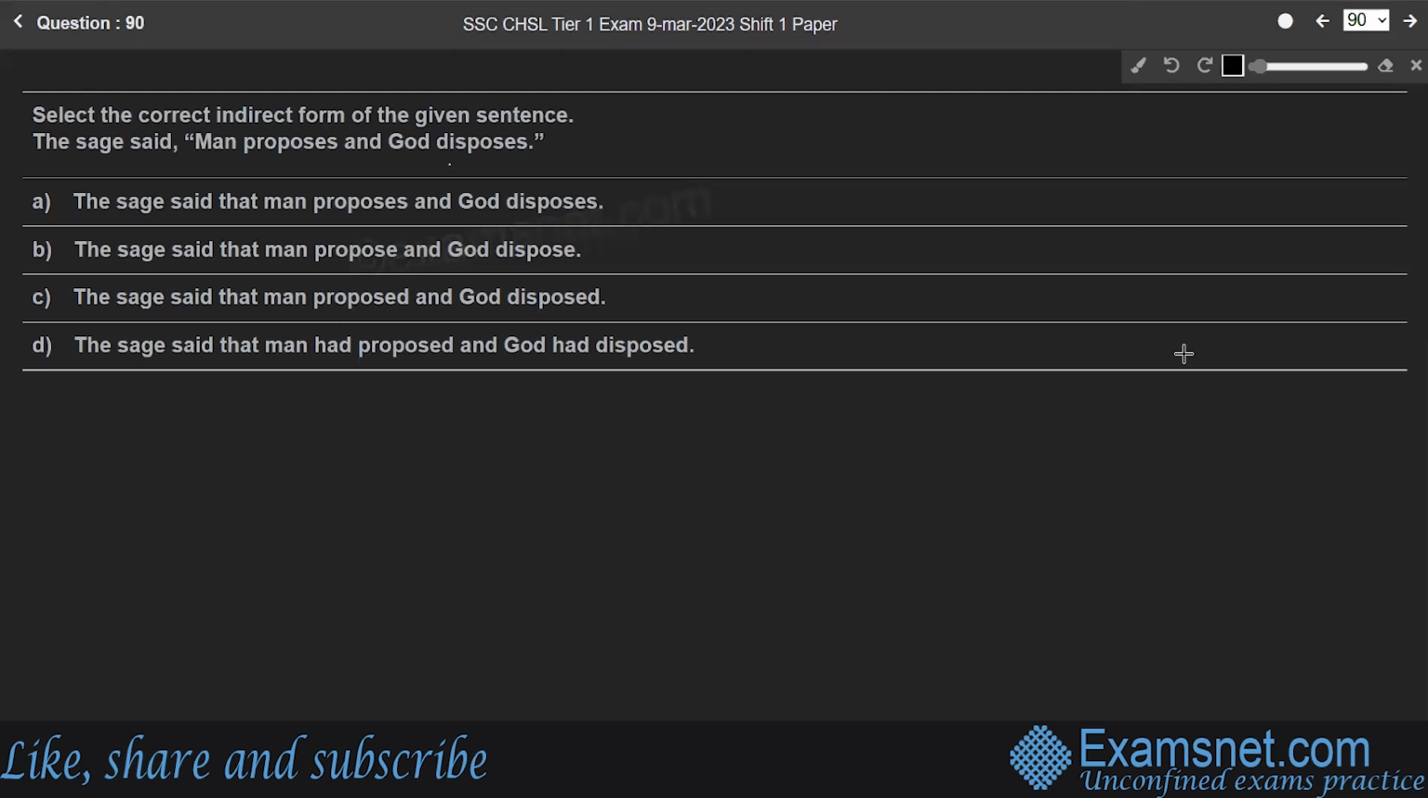Question 90. Select the correct indirect form of the given sentence. The given sentence is in direct form: The sage said, "Man proposes and God disposes." While writing in indirect form, we have to add "that" and remove both the inverted commas and the comma. So it becomes: The sage said that man proposes and God disposes. Option A is the right answer.